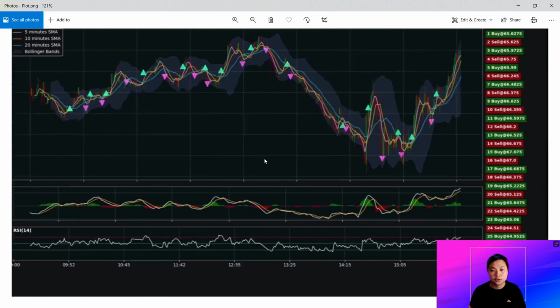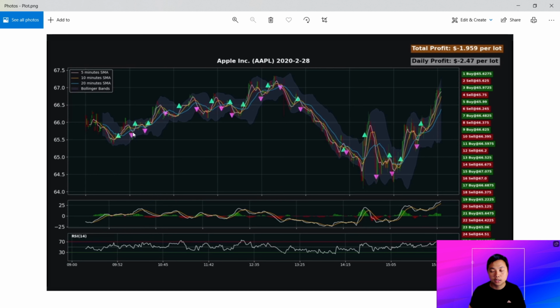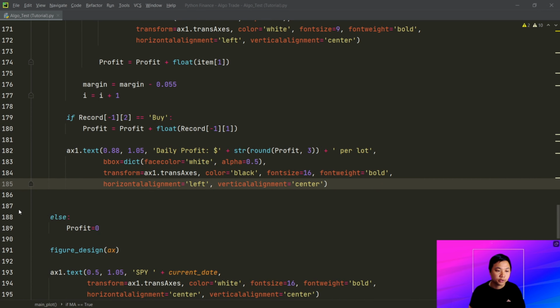Now we just show the scatter plots over here for the buy and sell signals, and I also list out the buys and sells throughout the day, and I also showed you this daily profit. The final thing that I need to do is to sum up all the trading days, all the backtest samples, to show you the total profit throughout the entire sample with the strategies that we deploy.